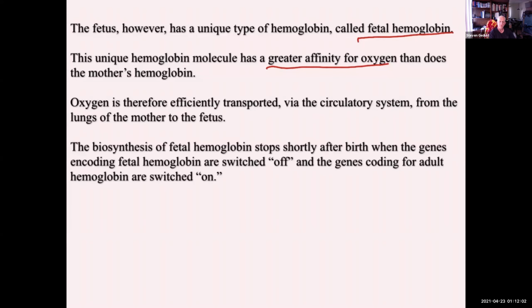Okay. So the biosynthesis of fetal hemoglobin stops shortly after birth. Once the baby is born, it stops the production of fetal hemoglobin. The genes encoding fetal hemoglobin are switched off, and the genes coding for adult hemoglobin are switched on. So at birth, the baby is going to stop making fetal hemoglobin and start making the regular adult hemoglobin by turning off the gene for fetal hemoglobin and turning on the gene for adult hemoglobin.